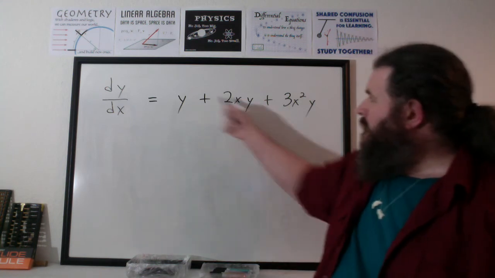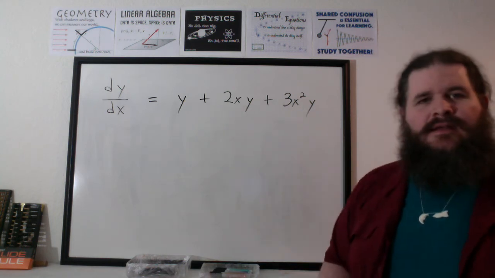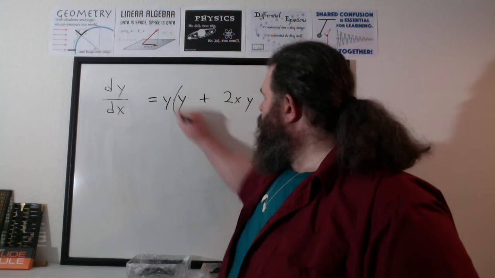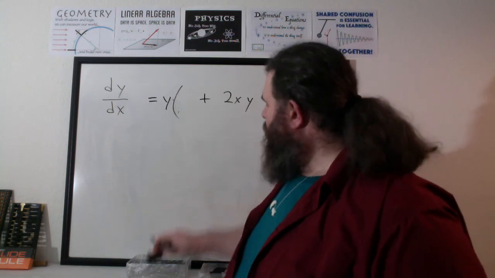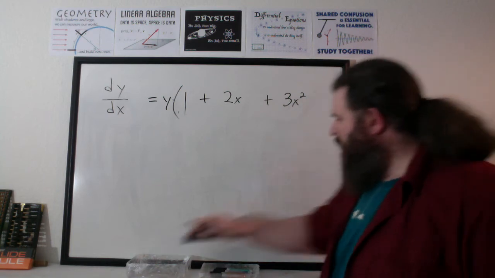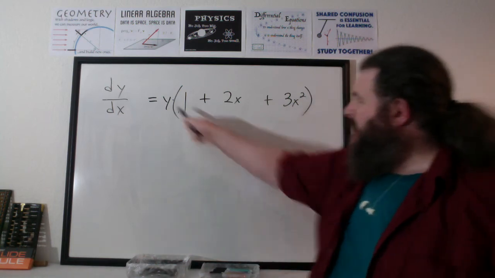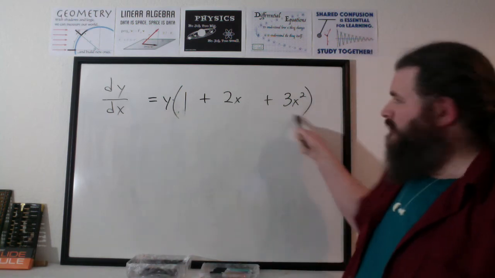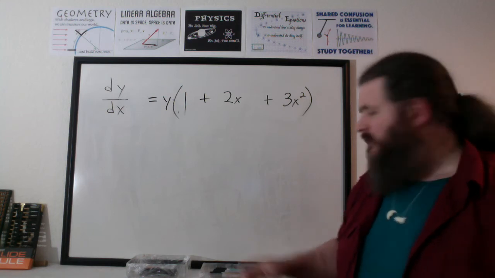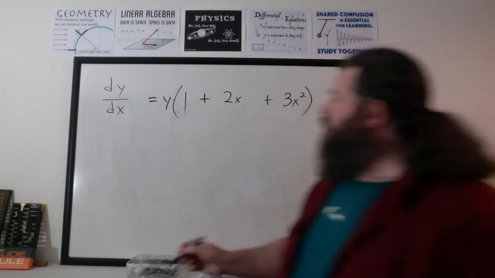Notice that every term here has a y in it. That means we can factor out y, and we're left with 1 plus 2x plus 3x squared. And that is definitely a function of just y times a function of just x. So we can solve this by separation of variables. This is separable. So let's try it.